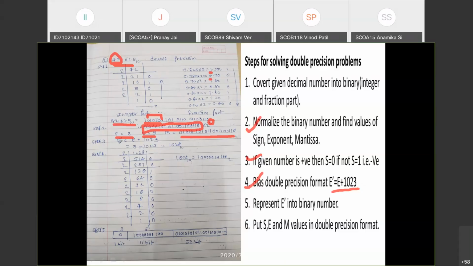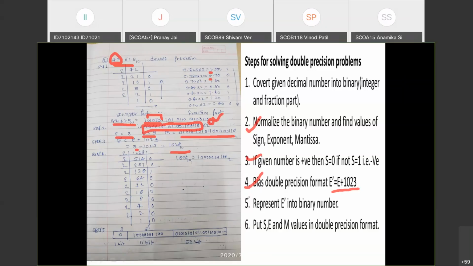Now we have to apply the formula E dash is equal to E plus 1023. What is your E value? It has value 5. So I have taken the 5 value. Then 1023, the excess code of the exponent, we are going to find out. So using excess code of 1023, we are getting 1028. Now this number is in decimal.